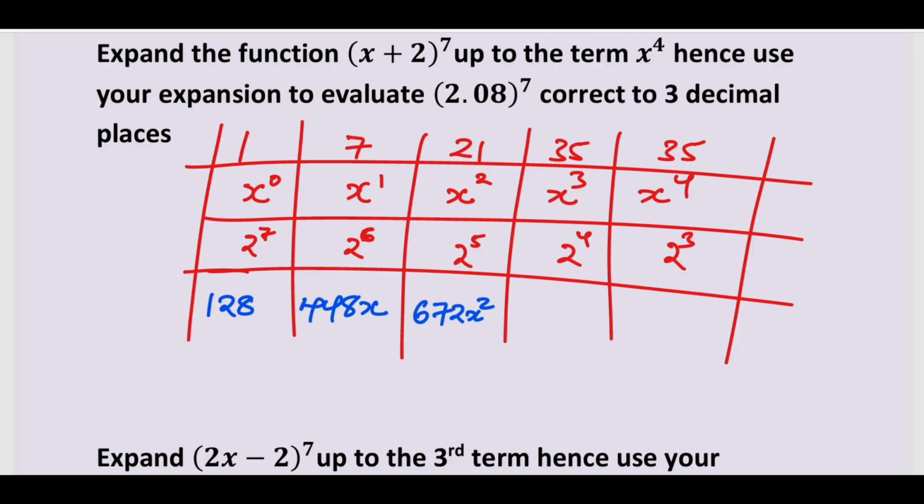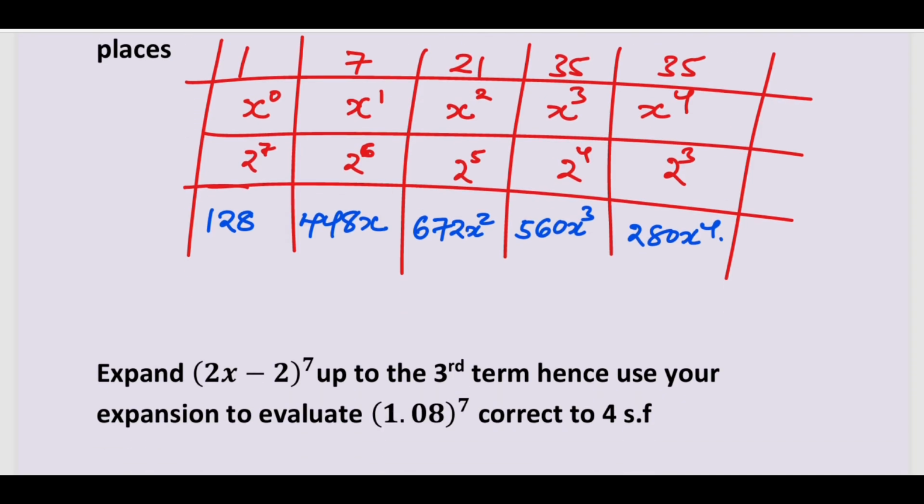The next is 35 times x cubed, that is 35x^3. So that is 35 by 16, and that gives us 560x^3. Finally, it is 35 times 8, which gives us 280x^4. So the expansion is 128 plus 448x plus 672x^2 plus 560x^3 plus 280x^4.